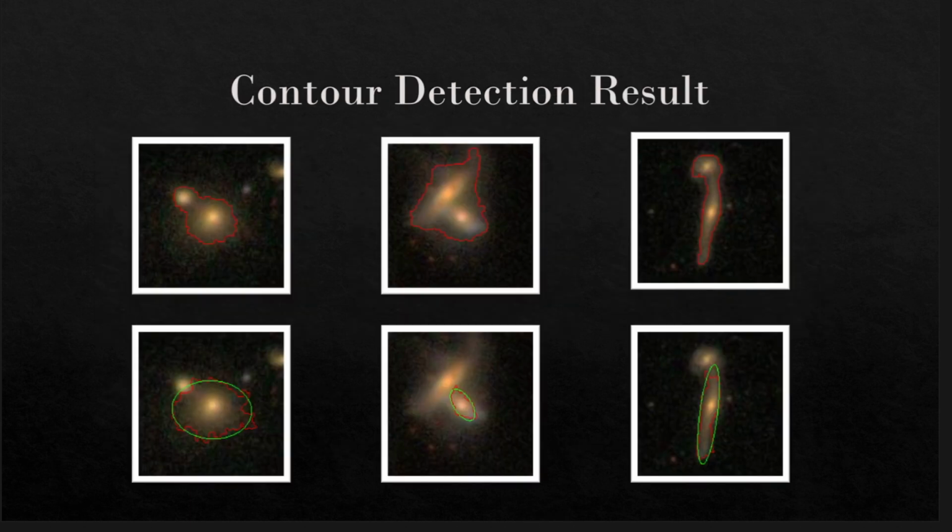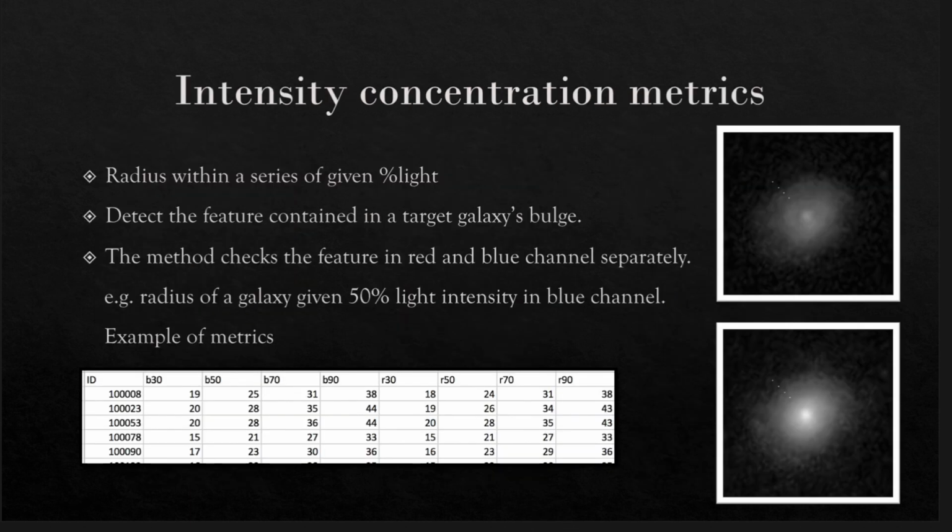Here are the results. For the intensity concentration, I use an intuitive method. I simply increase the radius from the center of the galaxy, calculate the sum of intensity in the window, and compare it with the sum of the whole galaxy's intensity. The top and the bottom images are two results for blue and red channels. The white points in the image represent radii given different percentages of light intensity. The red channel, which is shown in the bottom image, has a brighter bulge feature, so the radii are relatively short.